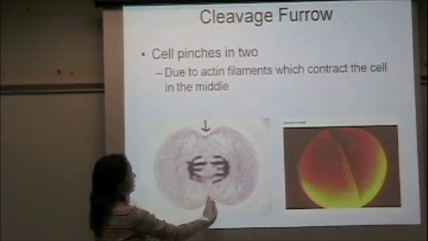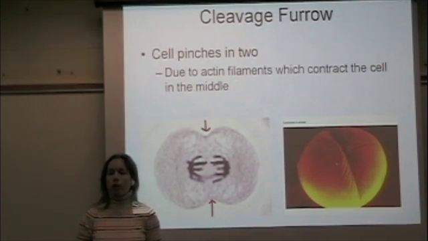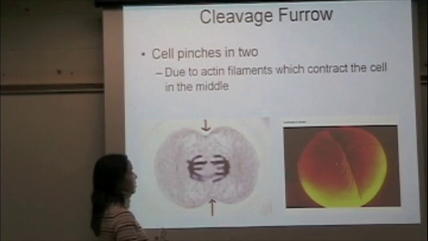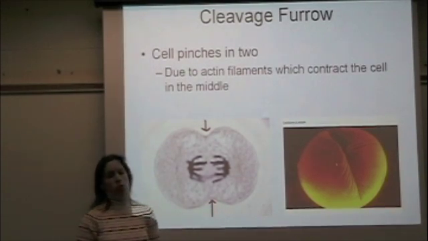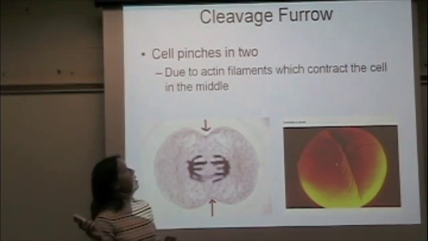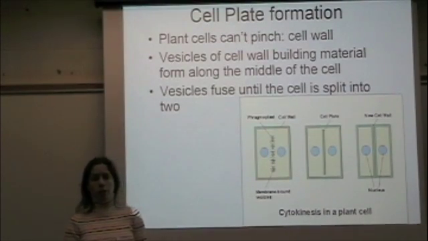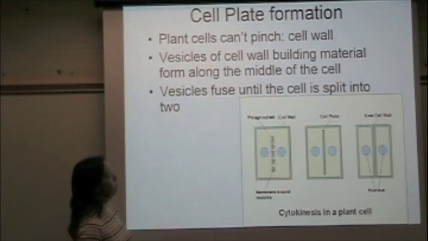Okay, so here you can see that that pinching occurs along the former spindle equator, or metaphase plate, and it's a very easy, straightforward way to create two new daughter cells. Plant cells, however, cannot pinch because of that cell wall, so they go through a process called cell plate formation.